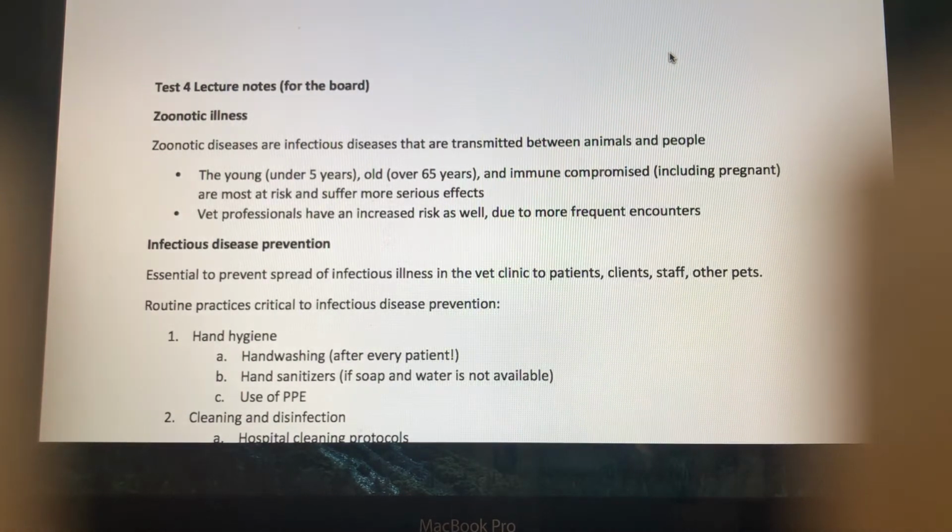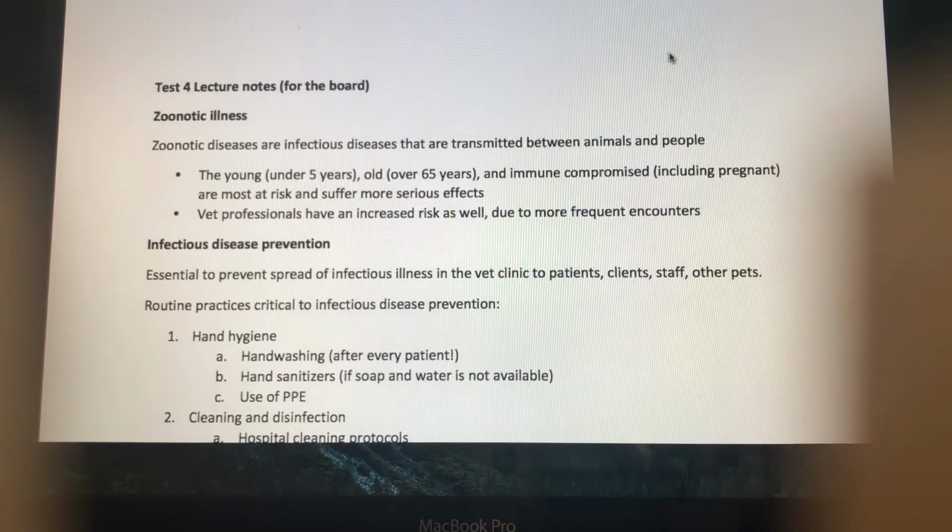Vet professionals also have increased risk, mostly because we see animals more often than your average person. If those animals are carrying a zoonotic illness, we are more likely to encounter it just because of the sheer numbers of animals that we see.